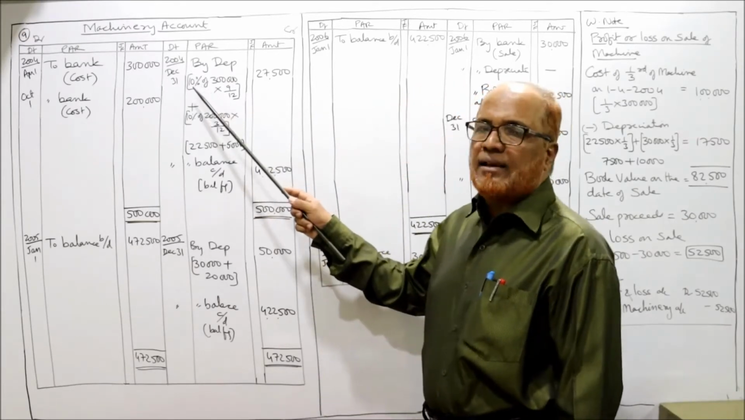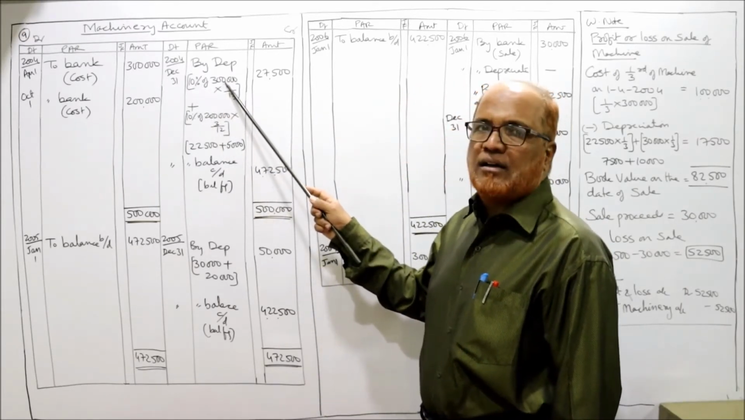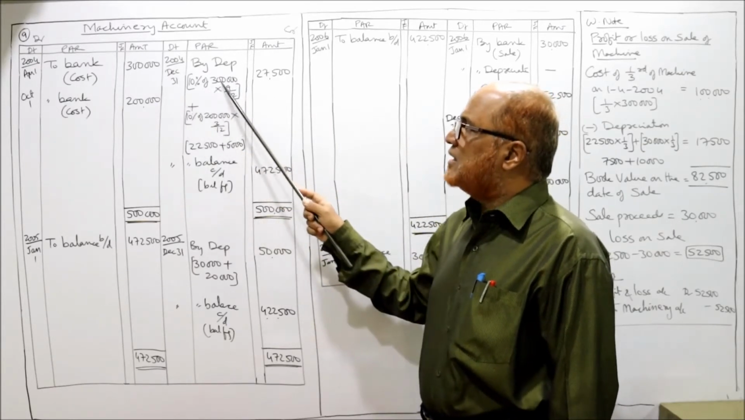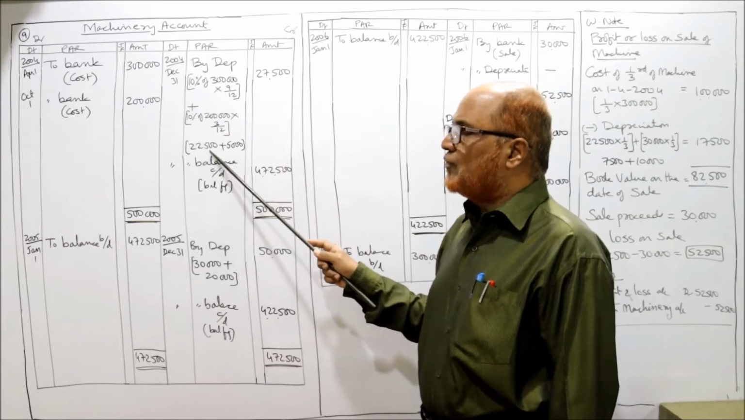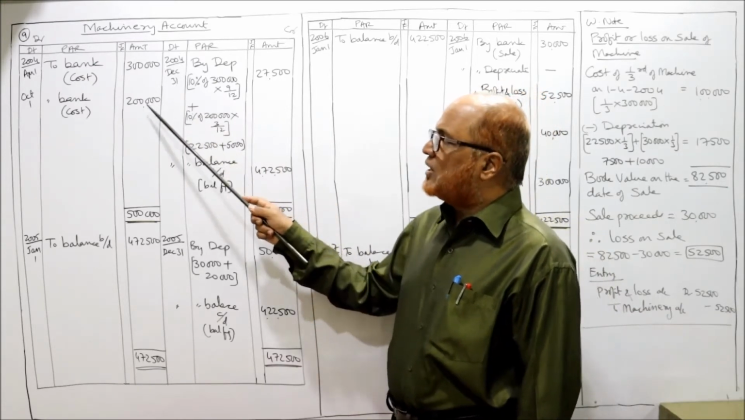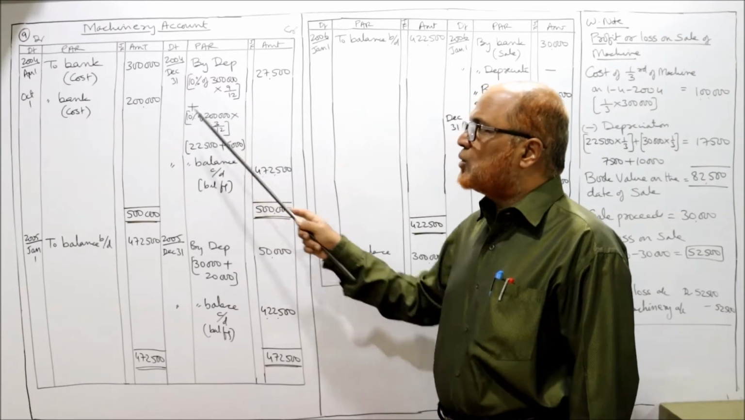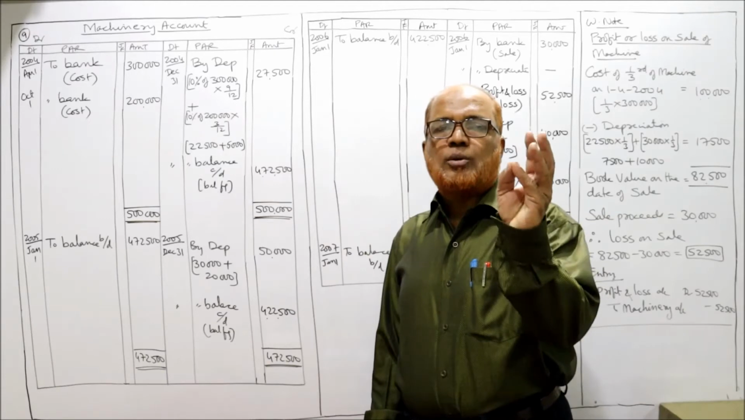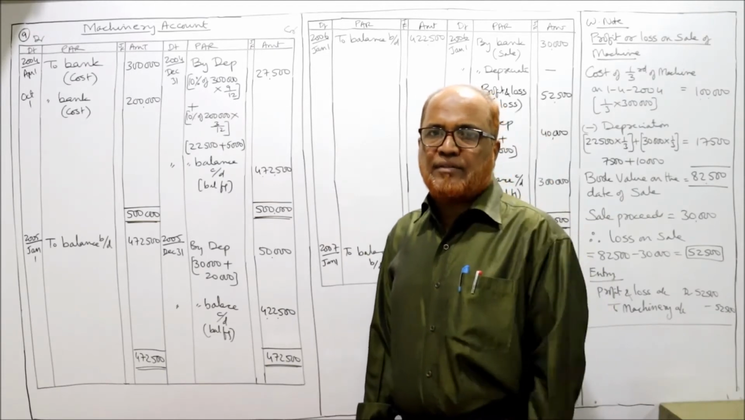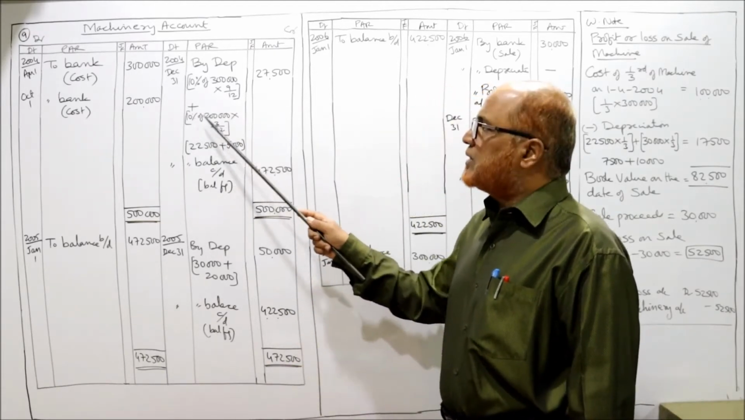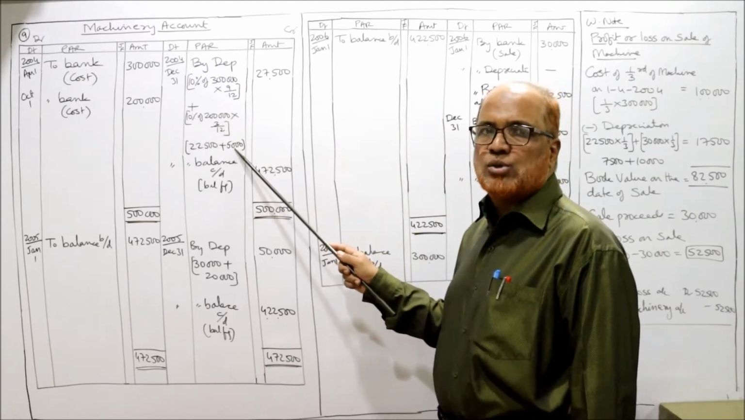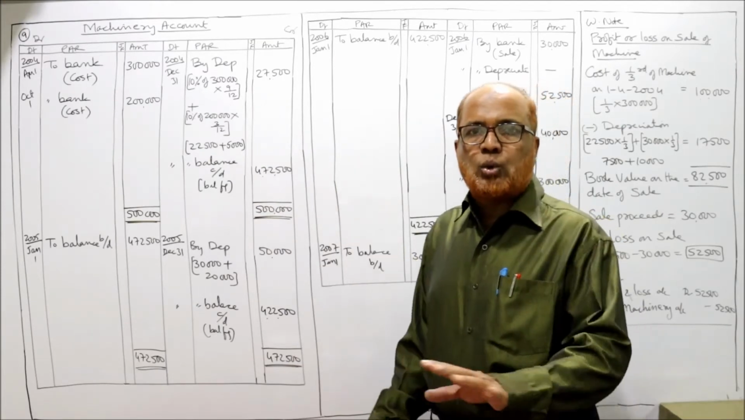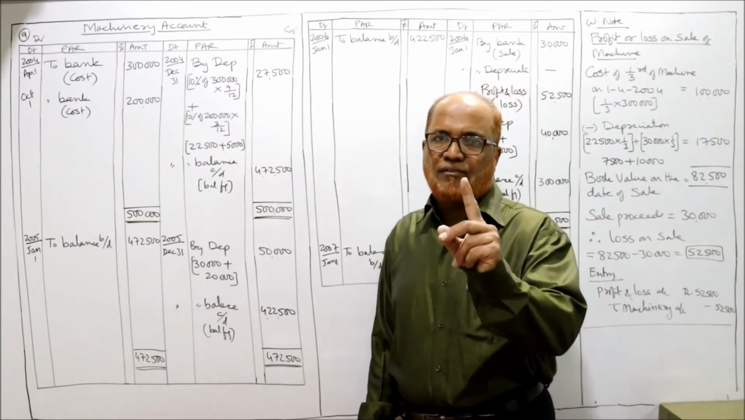So you can see here the calculation, 10% of 3 lakh into 9 by 12. You will get 22,500. Similarly, 10% of 2 lakh into 3 by 12. Why 3 by 12? Because it is purchased on 1st October. October, November, December, only 3 months. So 10% of 2 lakh into 3 by 12, we are getting 5,000. So 22,500 plus 5,000, 27,500 is the total depreciation for the first year.